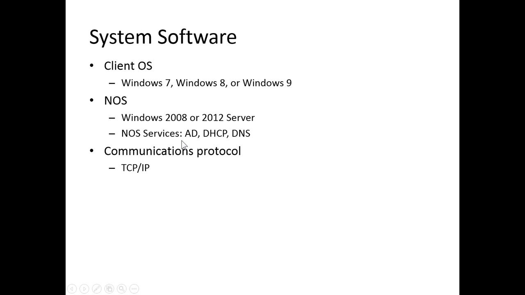And then the network operating systems that would come with the software when you bought it would include Active Directory for authentication, Dynamic Host Configuration Protocol for the issuance of IP addresses, and DNS to perform hostname resolution. And of course, all workstations and servers would need TCP/IP as a communications protocol so they could communicate.